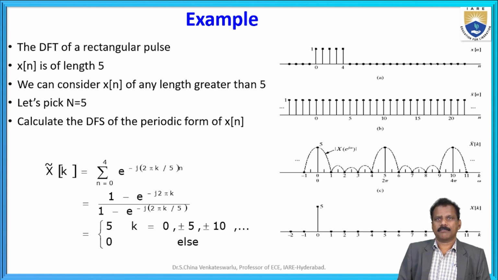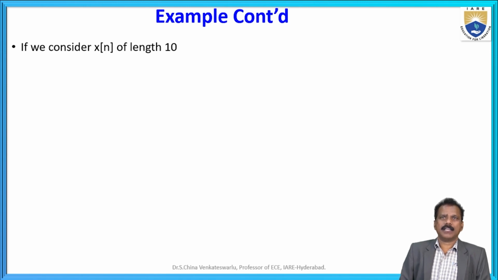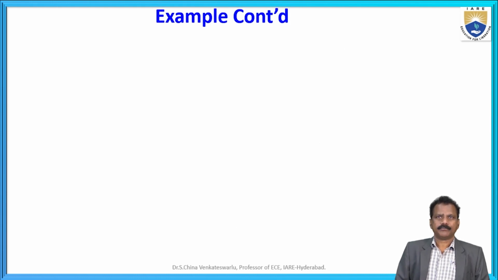We have to consider x of n of any length greater than 5. Like this we have to analyze. If we consider x of n of length 10, what happens? Here the length is 5 only. How is it reflected graphically and mathematically?